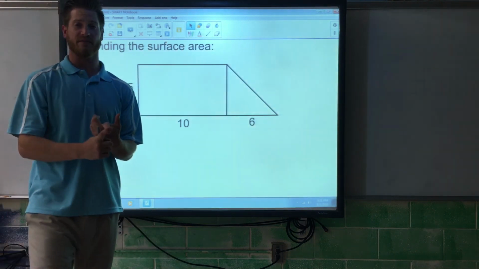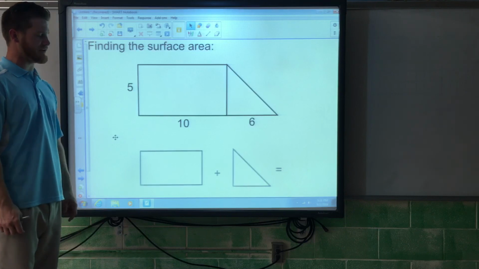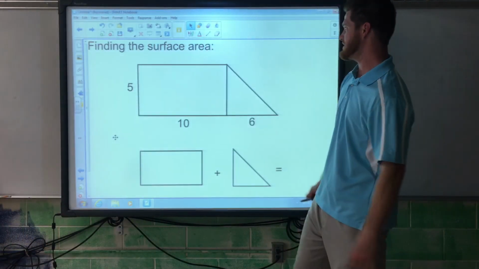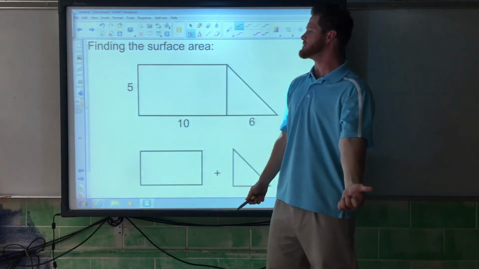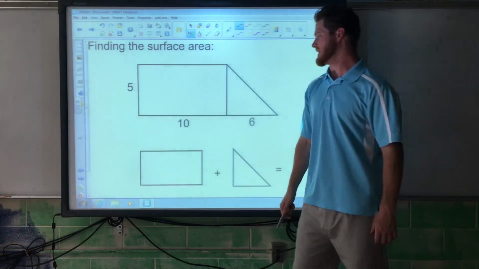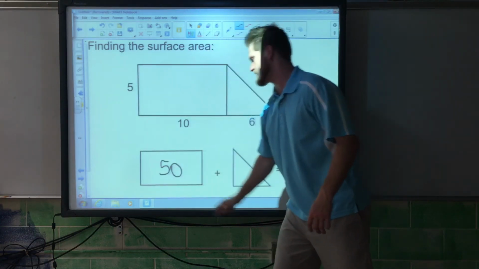Okay, now dealing with surface area. Again, we have a composite figure. Two different shapes. What are my two shapes? I have a rectangle and a triangle. You find the area of each shape and then add them both together. So, length times width first. Let's do the rectangle. It's probably easier. Length times width. 10 times 5 is 50. The area of this rectangle is just 50.